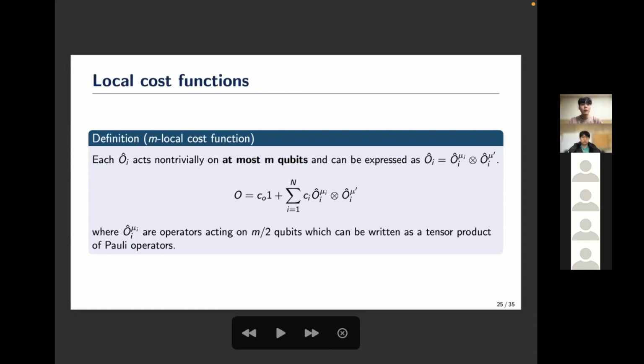So far, we investigated the global cost function, but we can avoid barren plateaus by employing local cost functions. Here is the definition of the local observables. Each OI acts non-trivially on at most M qubits, and it can be written as a tensor product of OI mu I and OI mu prime, where each OI mu I and OI mu prime are operators acting on M over 2 qubits, which can be written as a tensor product of Pauli operators.